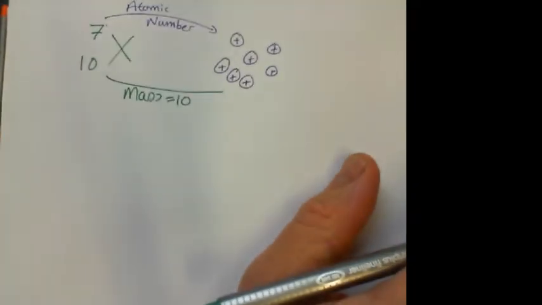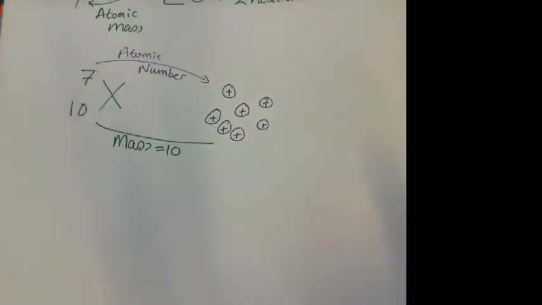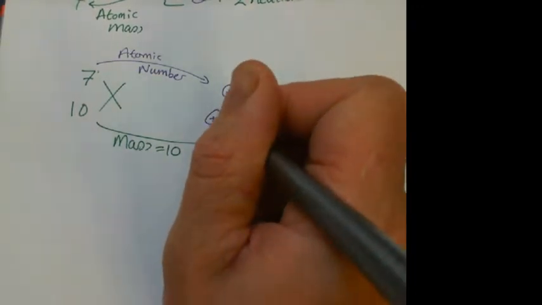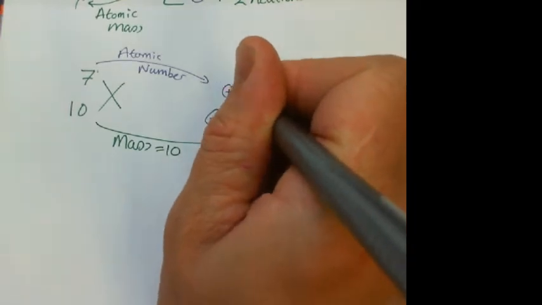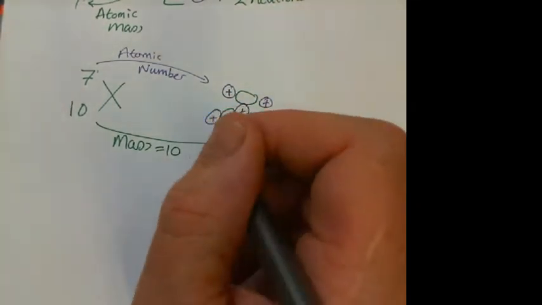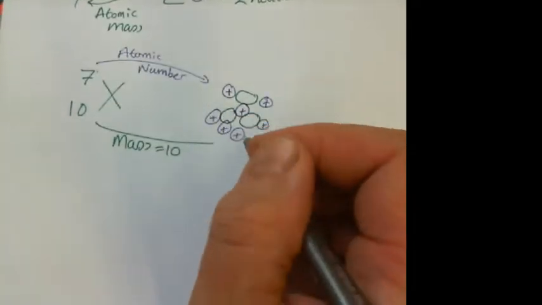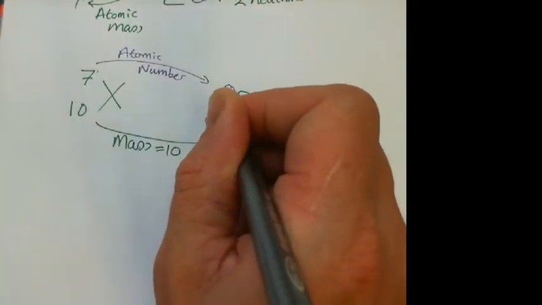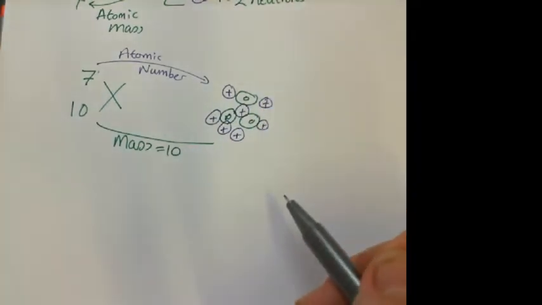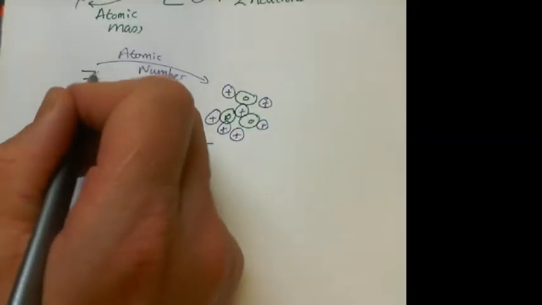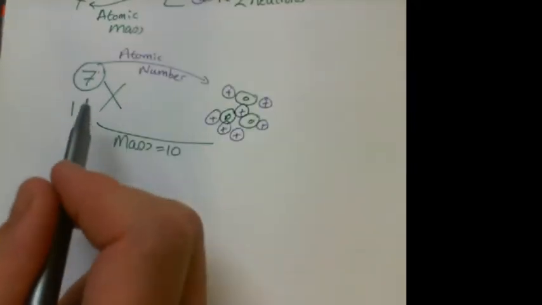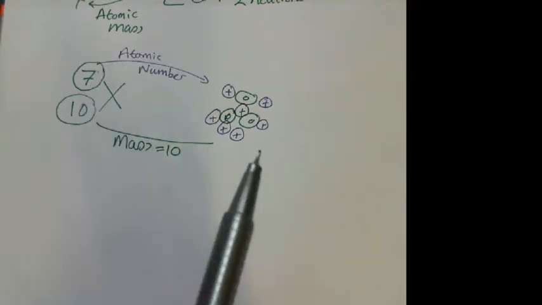Okay, so my question then becomes, what have I got left? Well, I must have 3 neutrons. Okay, so I must have 3 neutrons because that will give me 10 balls in total. So I've got 3 neutrons. So this number here is how many protons. That tells you which element it is. This number here, that tells you how many neutrons.